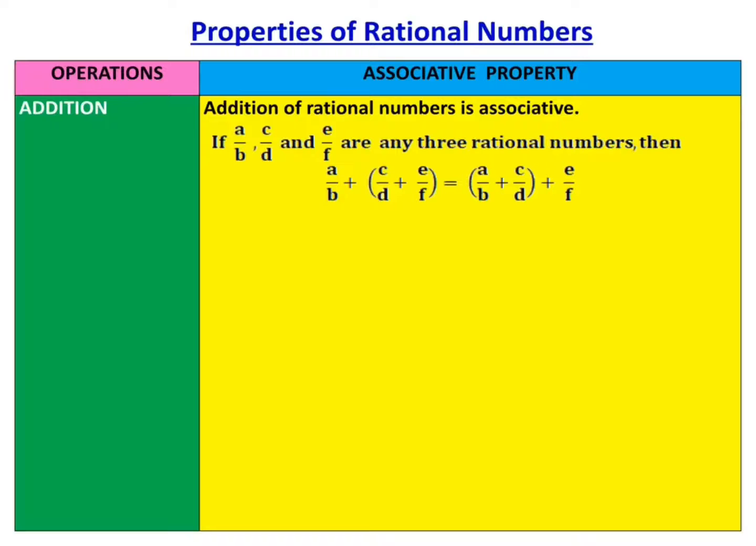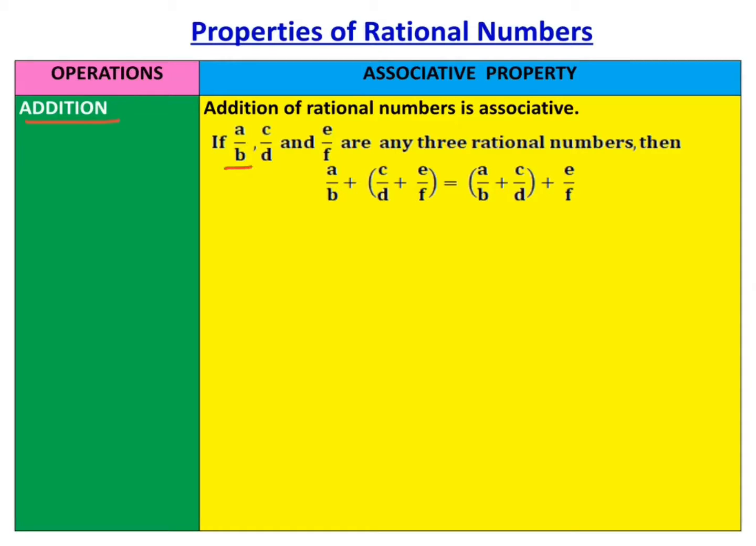Let us look at the associative property of rational numbers. Addition of rational numbers under the associative property. It states that while adding three rational numbers, they can be grouped in any order.